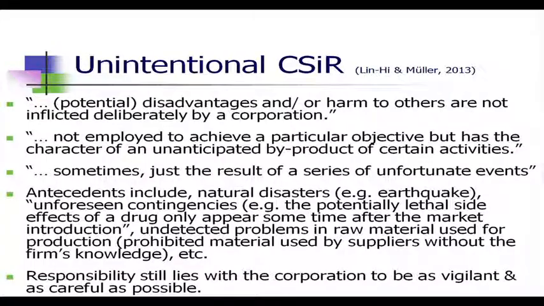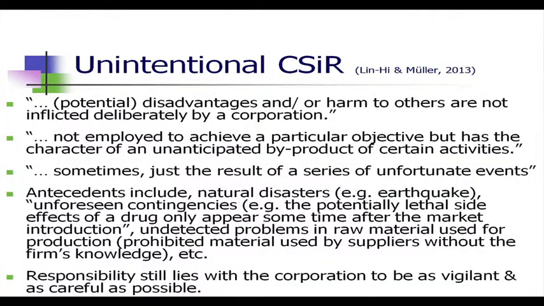Then we come to unintentional corporate social irresponsibility. What is it? It refers to the potential disadvantages and/or harm to others that are not inflicted deliberately by a corporation. It is not employed to achieve a particular objective, but has the character of an unanticipated byproduct of certain activities, and sometimes it could just be the result of a series of unfortunate events. For example, natural disasters or unforeseen contingencies. For example, the potentially lethal side effects of a drug only appear sometime after the drug has been tested and introduced in the market.